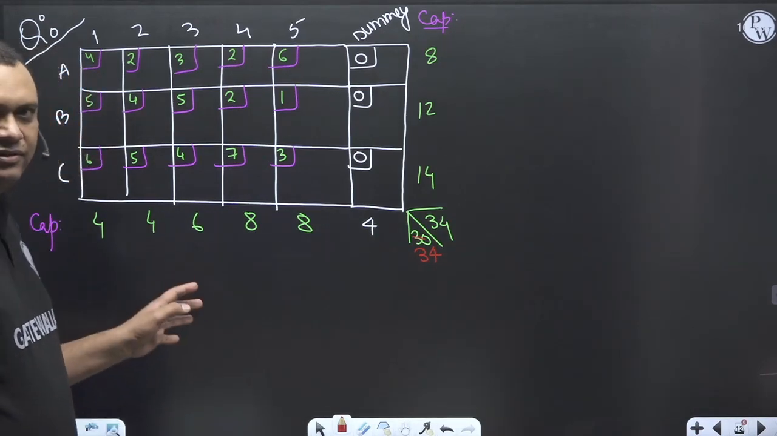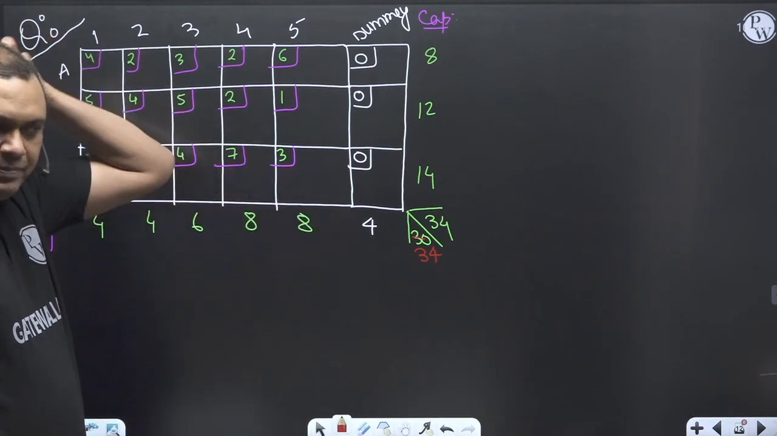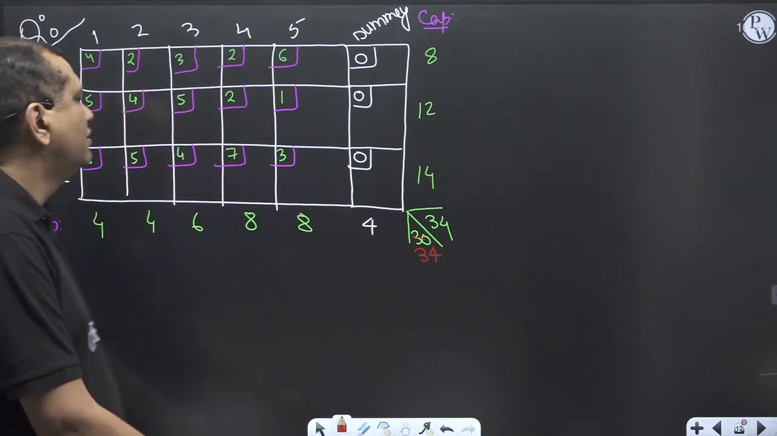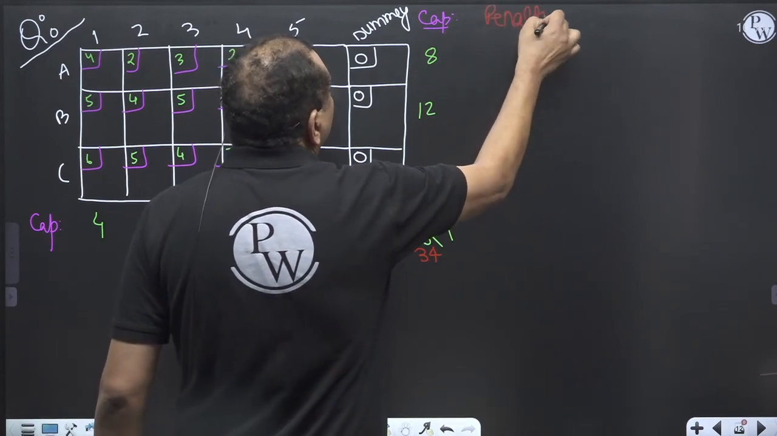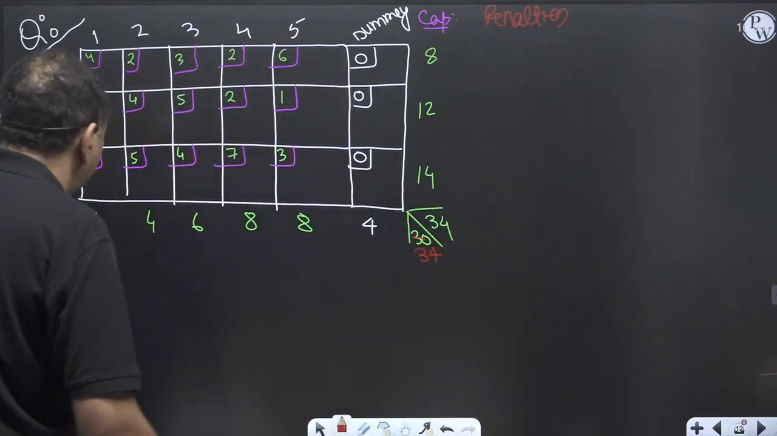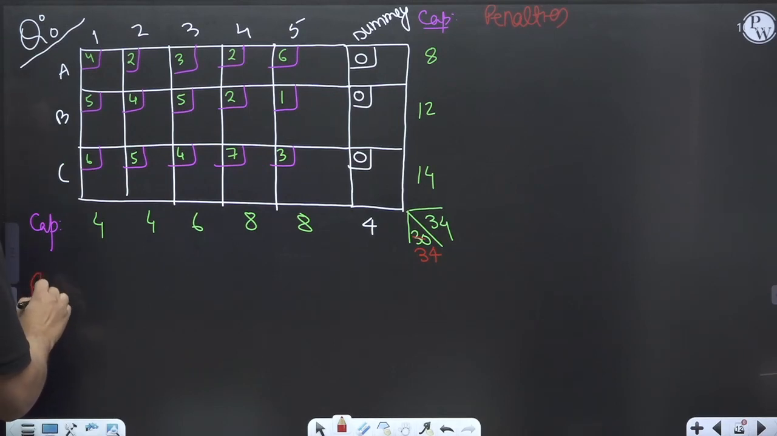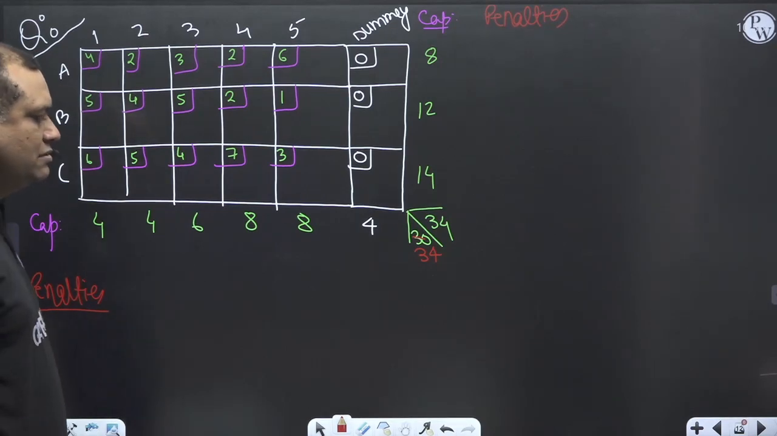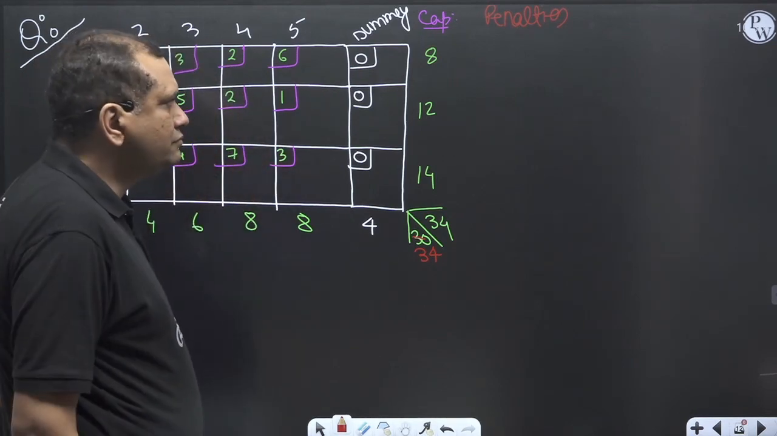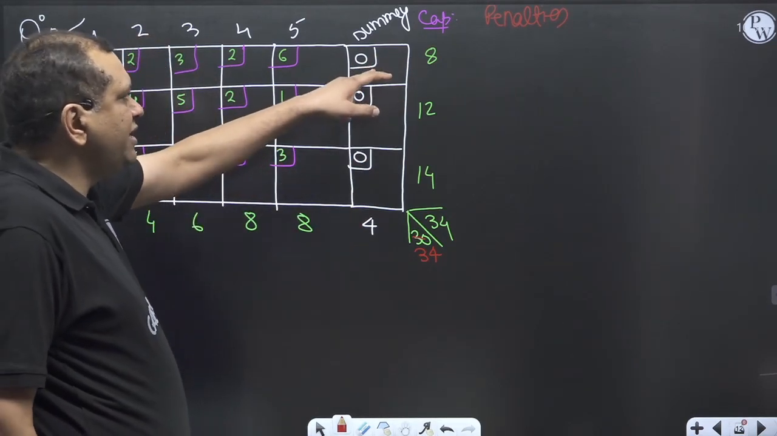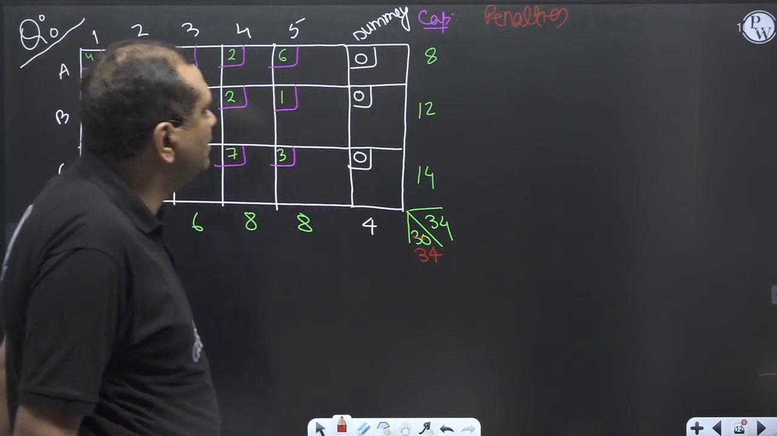I will be a little slow so that all of you can catch up. Now calculate penalties. Now in the calculation of penalties, this we will treat as a regular cell.